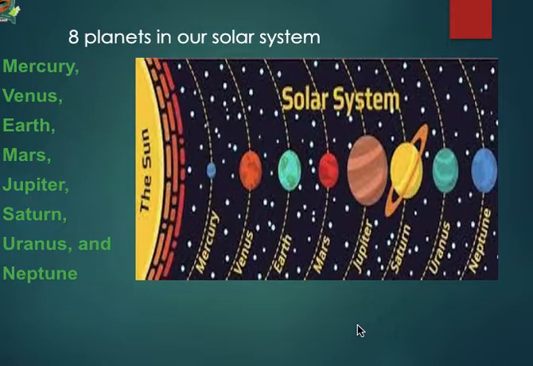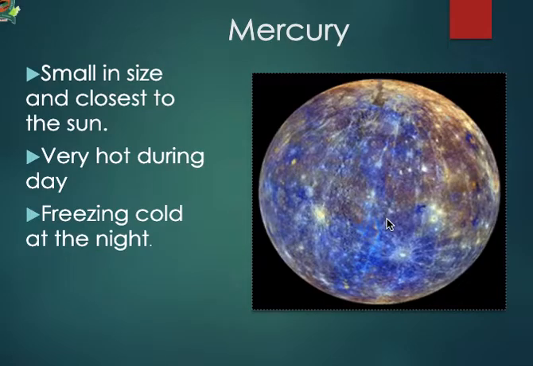8 planets in our solar system: Mercury, Venus, Earth, Mars, Jupiter, Saturn, Uranus, and Neptune. So this is how all our planets look like. Mercury, small in size and closest to the sun. Very hot during the day and freezing cold at night.